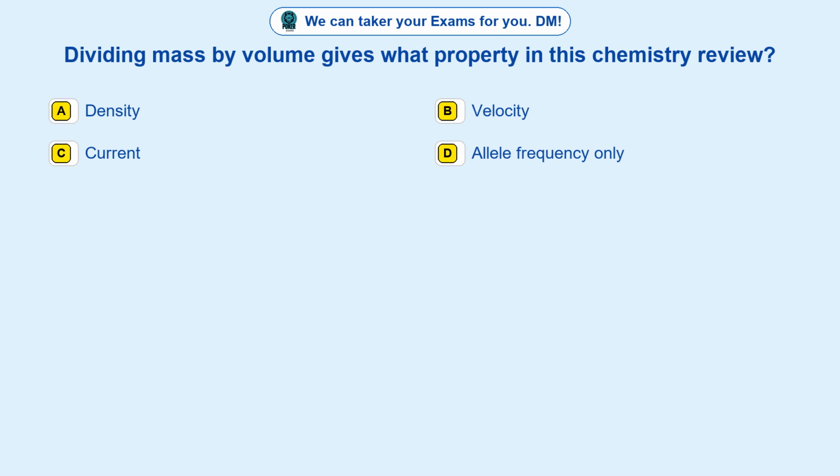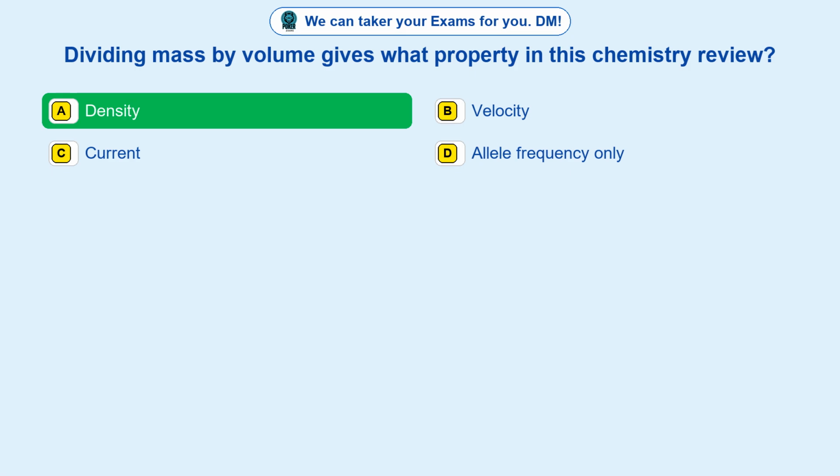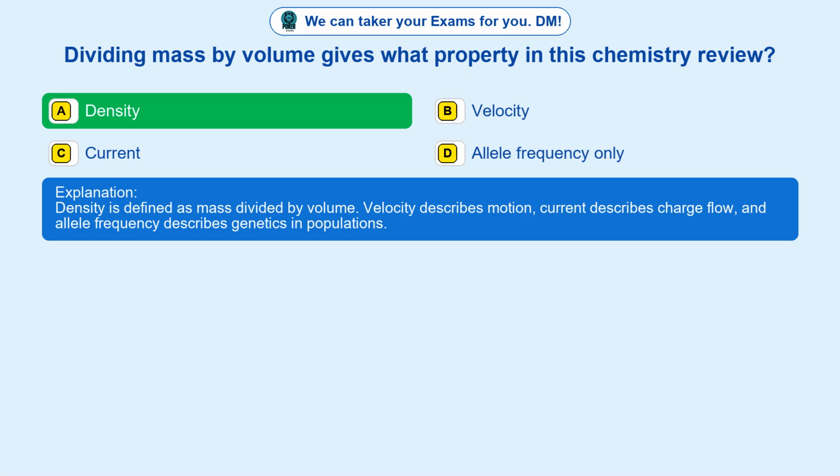Question 78. Dividing mass by volume gives what property in this chemistry review? Option A, density. Option B, velocity. Option C, current. Option D, allele frequency only. The correct answer is option A. Density. Density is defined as mass divided by volume. Velocity describes motion, current describes charge flow, and allele frequency describes genetics in populations.